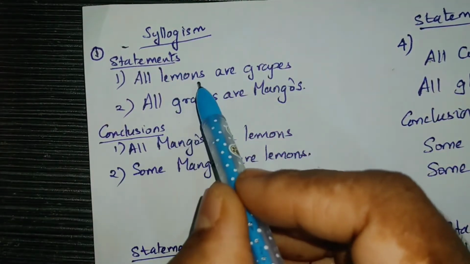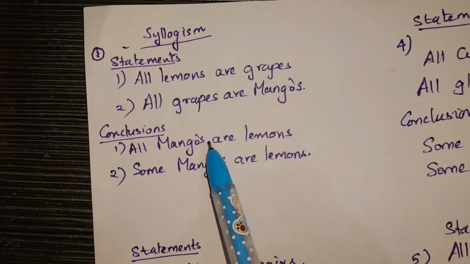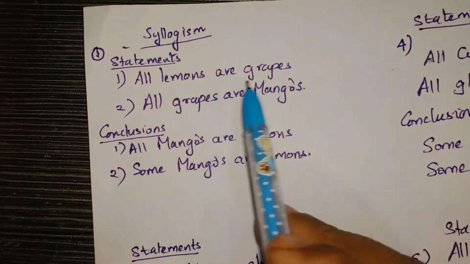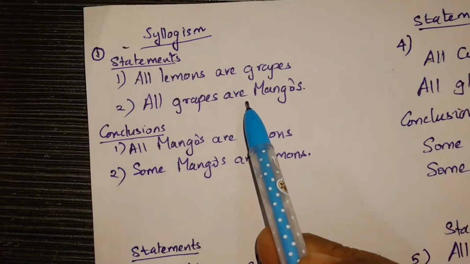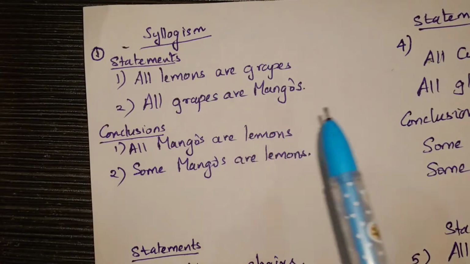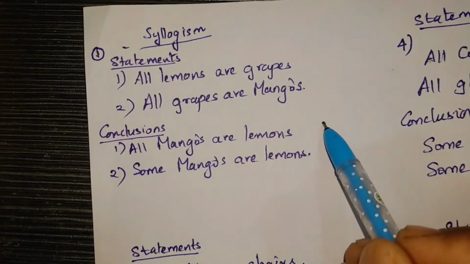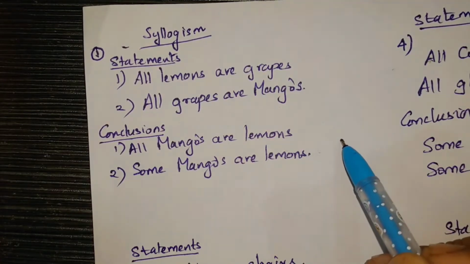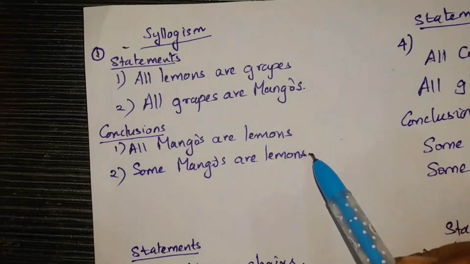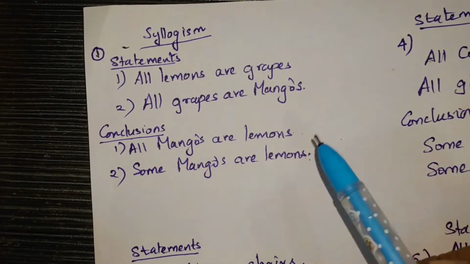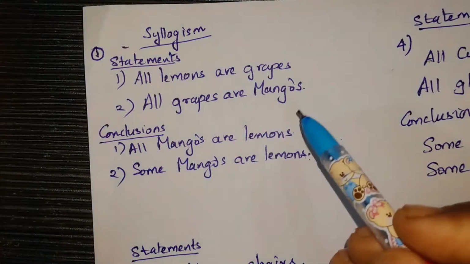There will be two statements along with two conclusions in this model. You have to read the statements and then say whether the conclusion will follow. That is, only one conclusion follows, or first conclusion will follow, or second conclusion will follow, or both the conclusions will follow, or neither of the conclusions will follow.